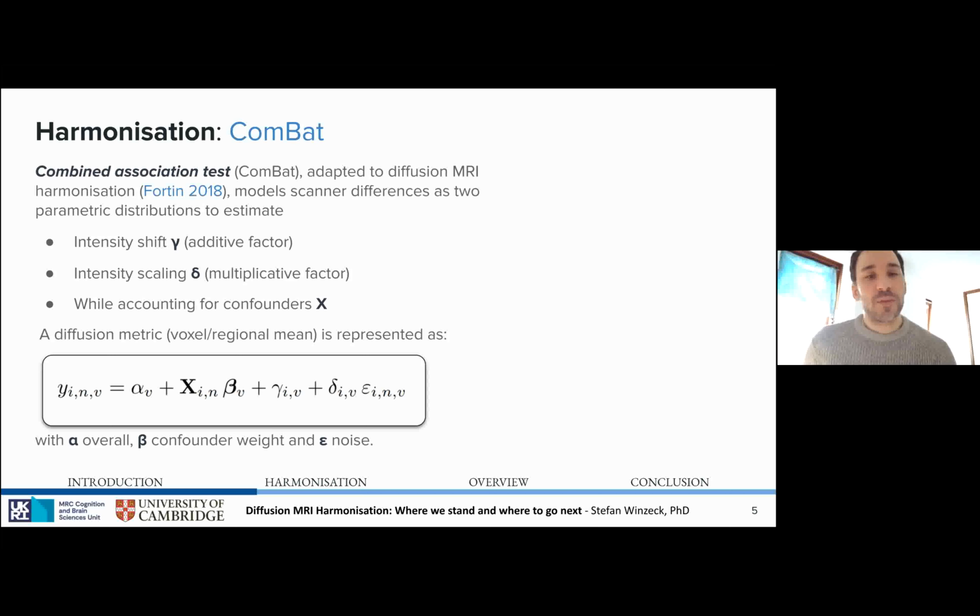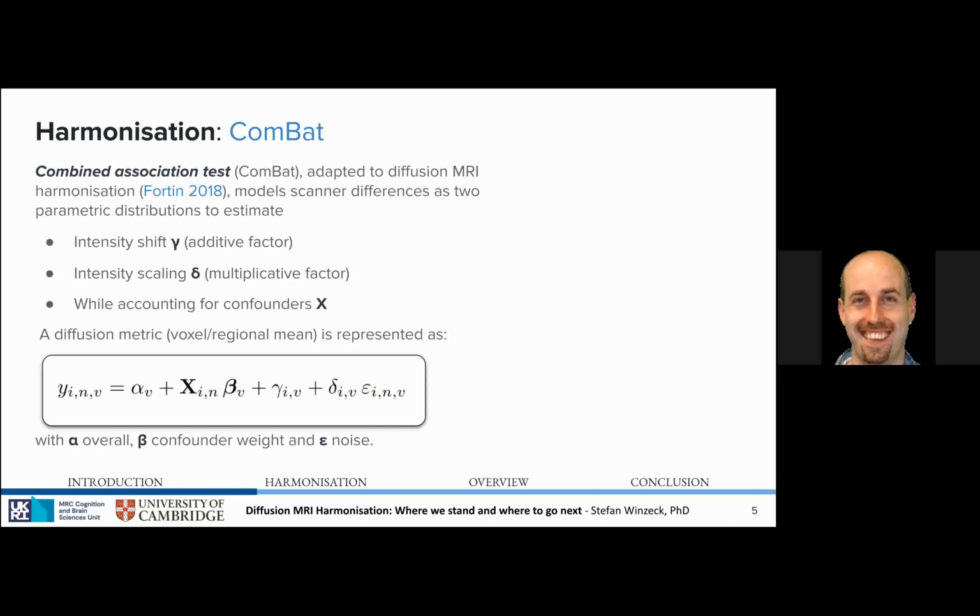The neat thing about this method is that you can also include confounding factors. For example, if you have different cohorts like patients or controls, and also different ages and sex and maybe other clinical variables, you can include those, so that these are not reduced. So you don't eliminate the variable of interest, just the scanner bias.